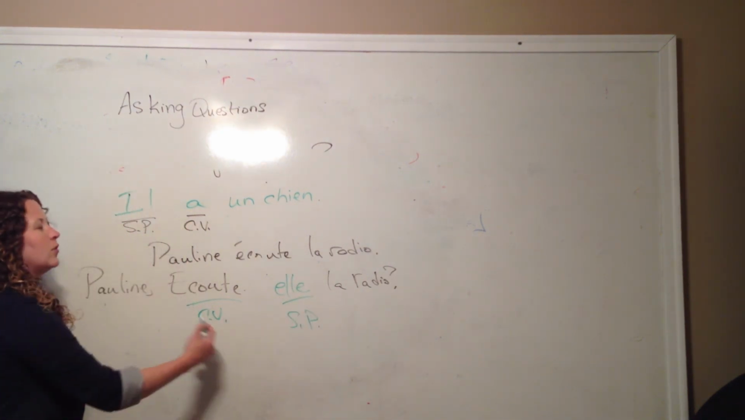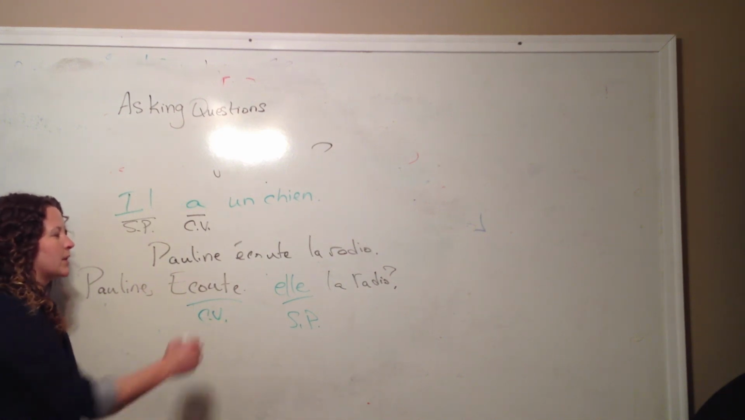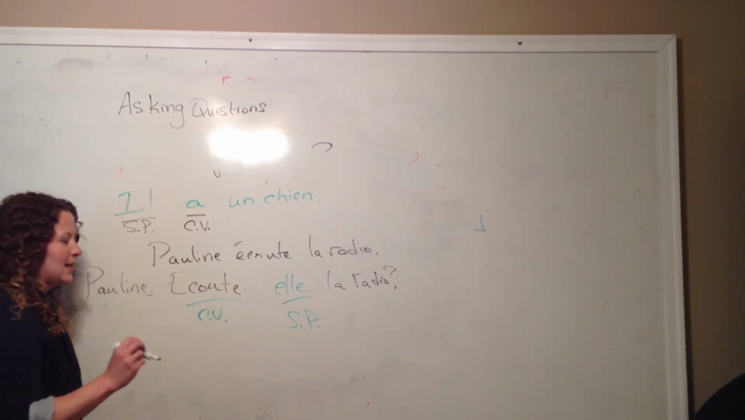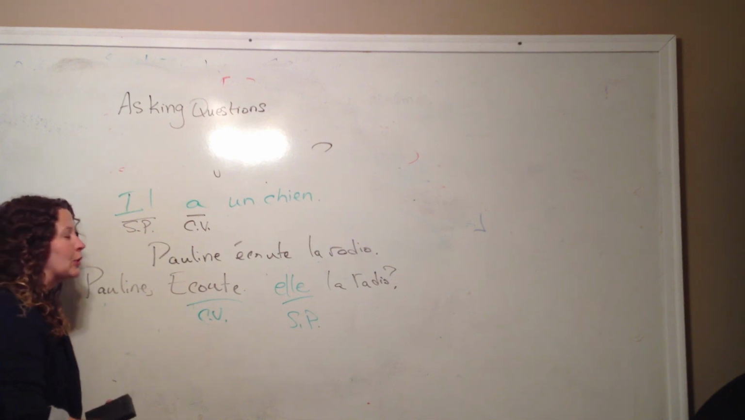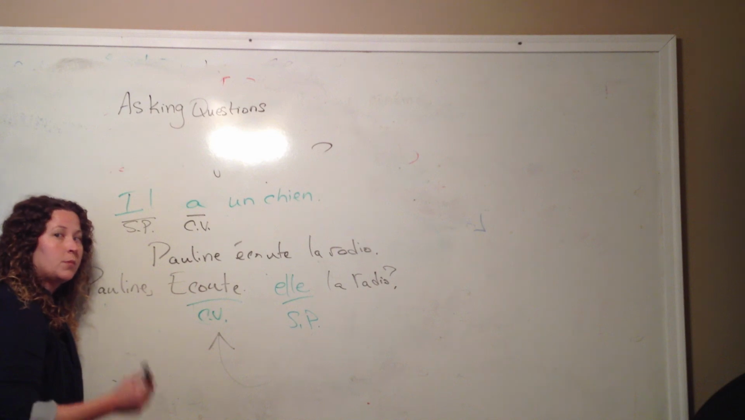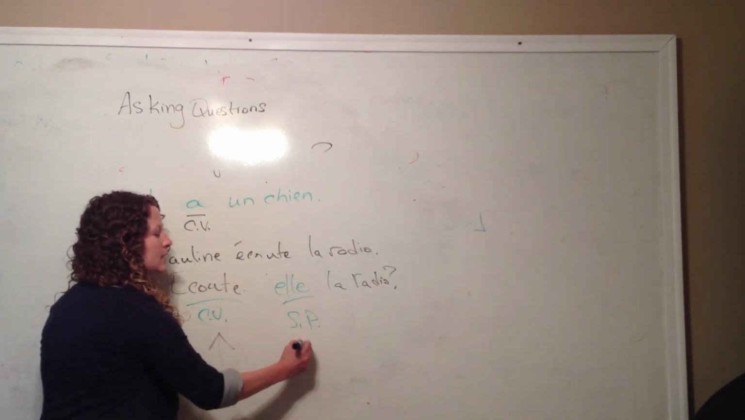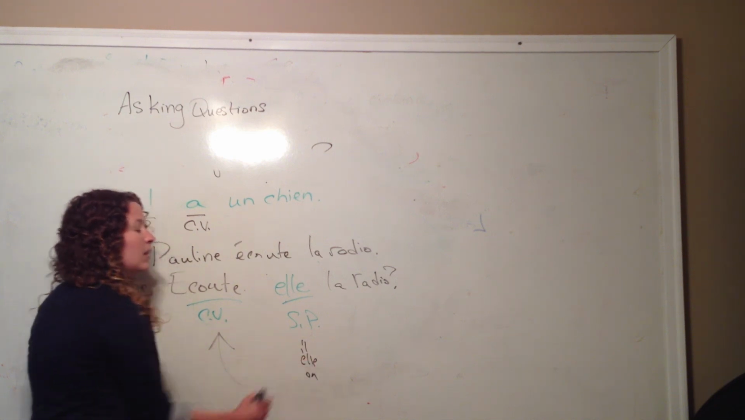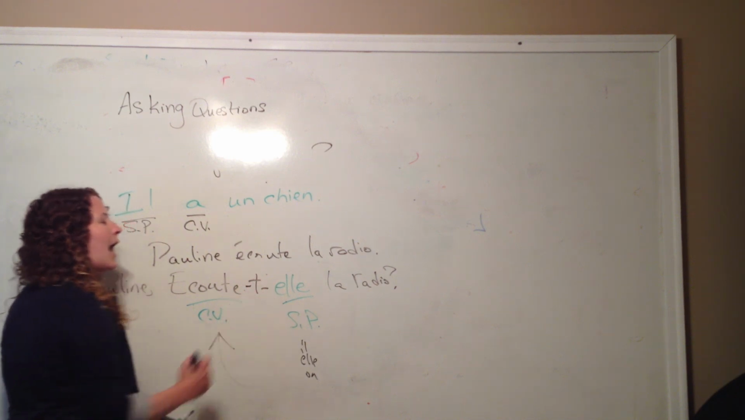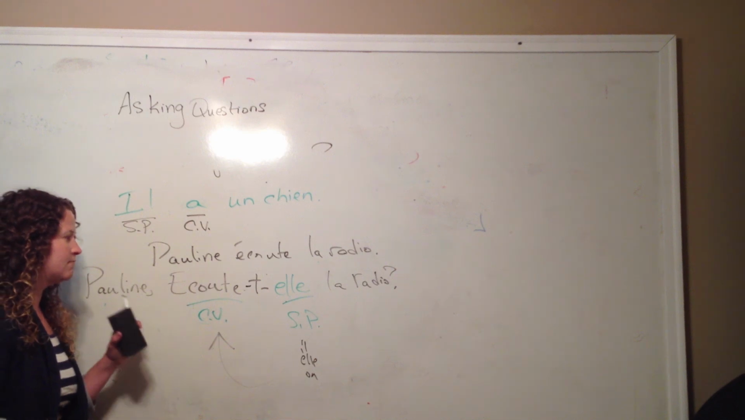So if I said, écoute-t-elle la radio, you could hear that one because écoute's got the T in there. But generally, it's not going to be that easy. So what you have to do when your subject pronoun comes after your conjugated verb using inversion, if your subject pronoun is il, elle, or on, and your verb ends in a vowel, you have to put a hyphen T hyphen there. You have to. That's just how it works.